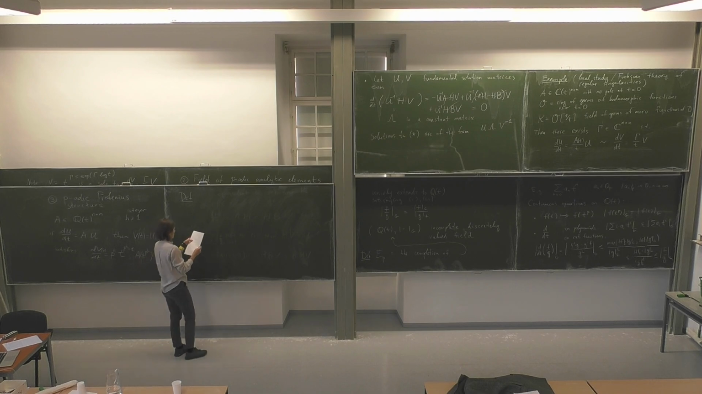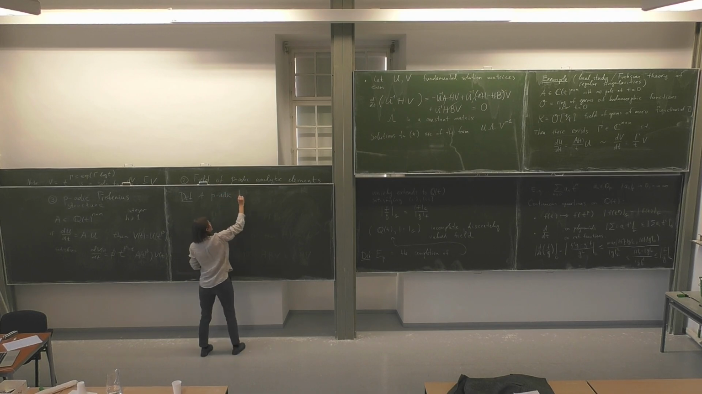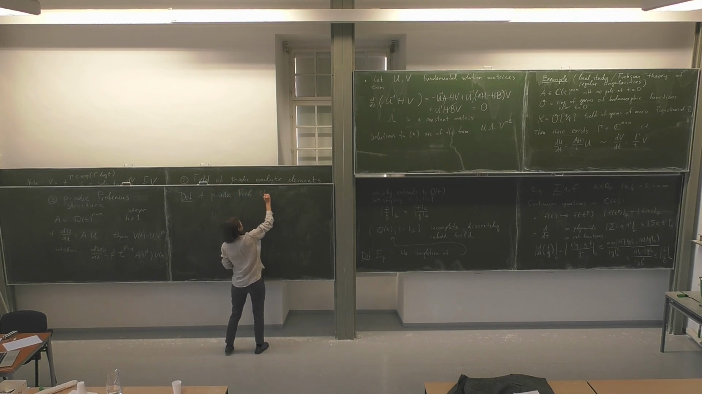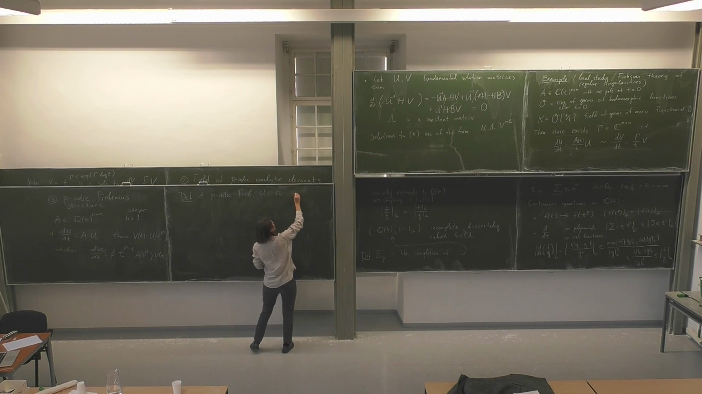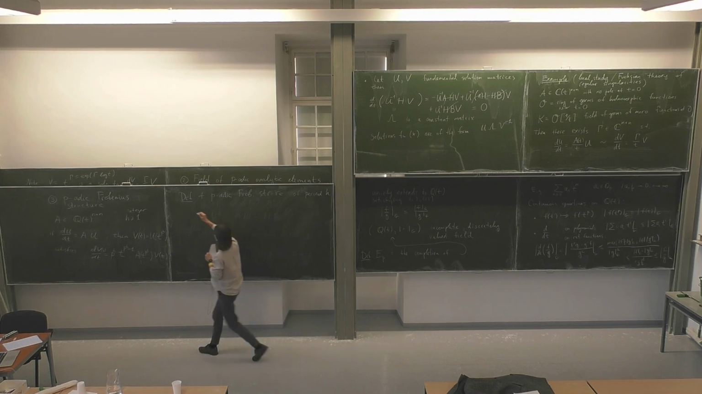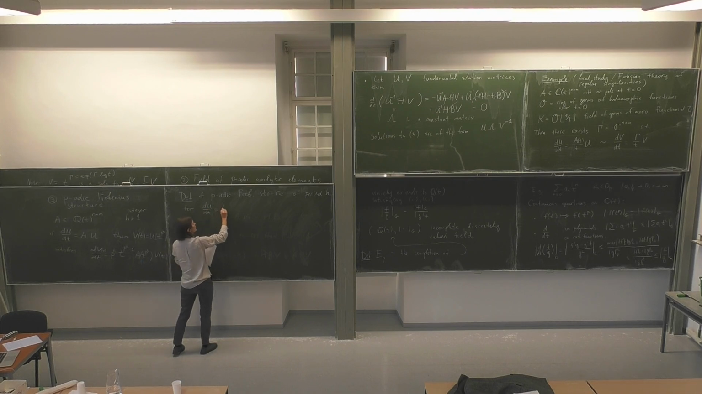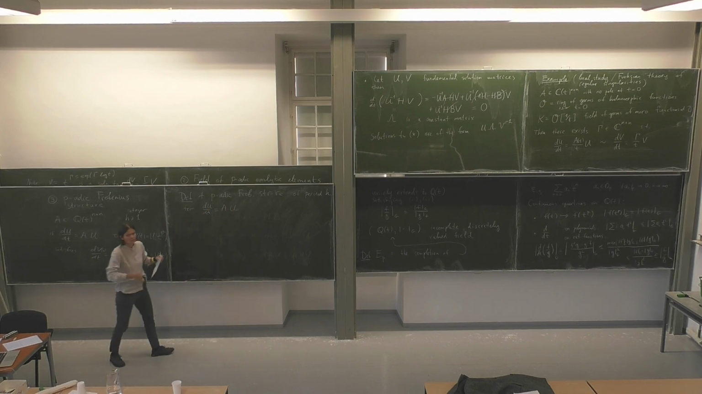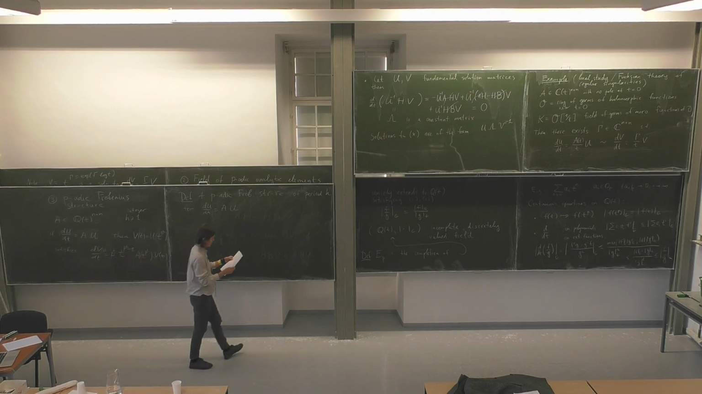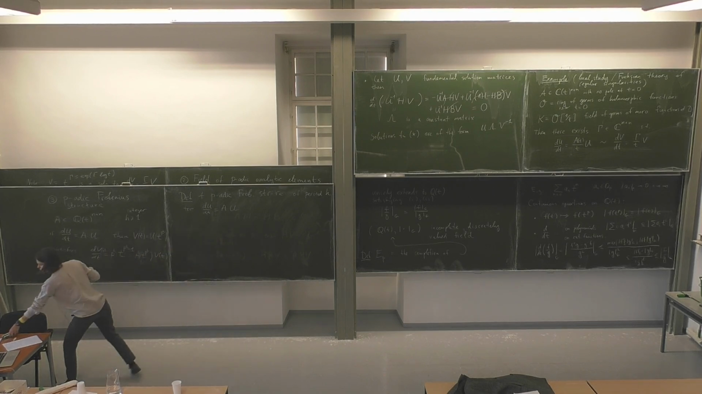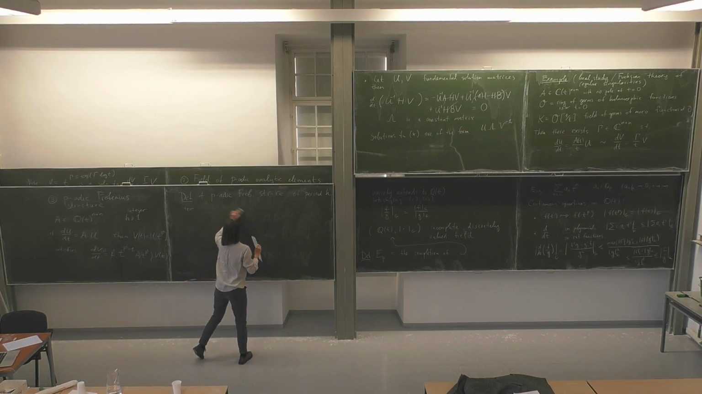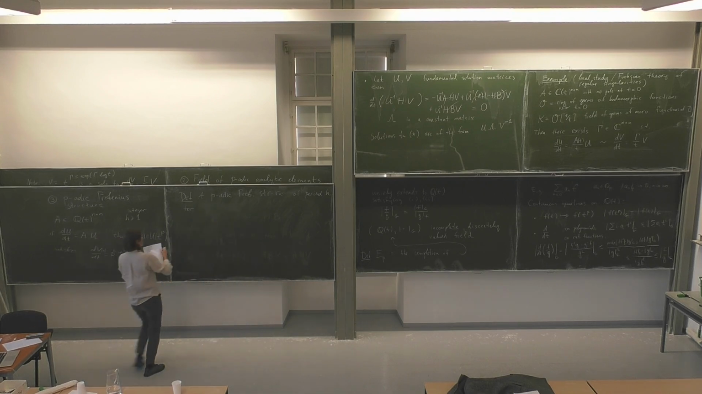Definition. A p-adic Frobenius structure of period h for the differential system dU over dt equals AU, or for the matrix A, which defines this system. Let me write it in full, because U is not a solution. It's just the notion for the differential system.